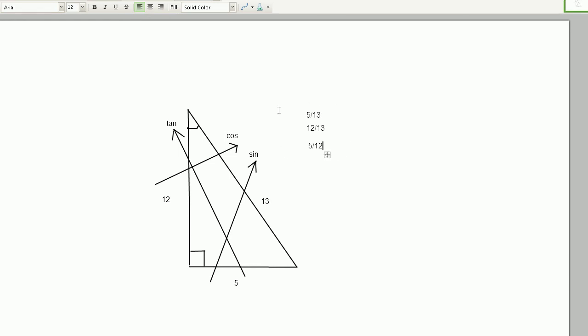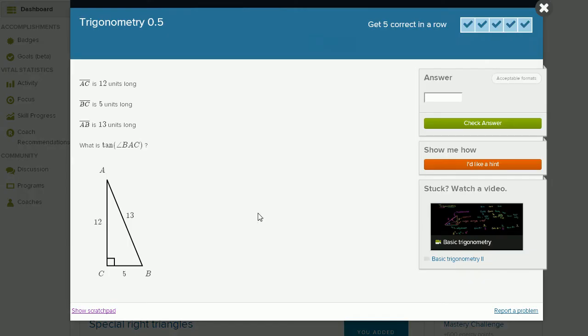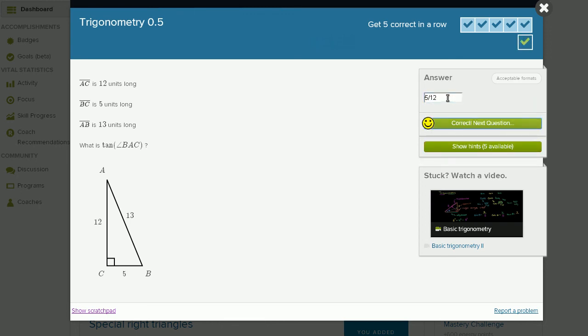And basically that's all there is to it. It's actually really simple, and if you were missing one of the values, you would just have to use the Pythagorean theorem. So our tangent would be 5 over 12, and let us check that. You do need to simplify, but this you can't simplify, and we are correct.